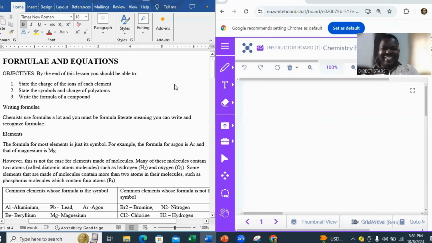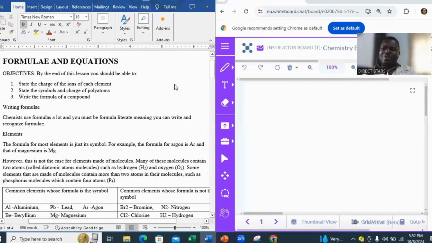Hello, class. Today we'll be looking at something very, very interesting. And the topic is formula and equations. Okay, the objective for today's lesson is you should be able to, by the end of the lesson, state the charge of the ions of each of the elements we have on the periodic table.